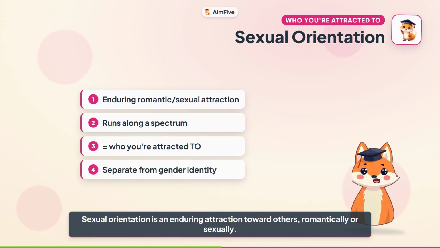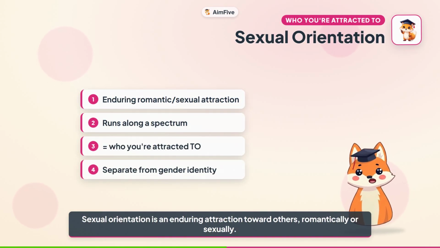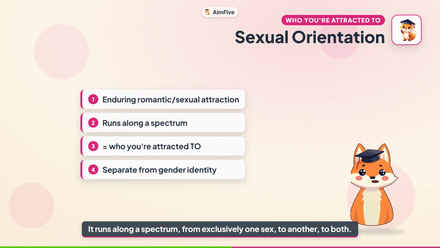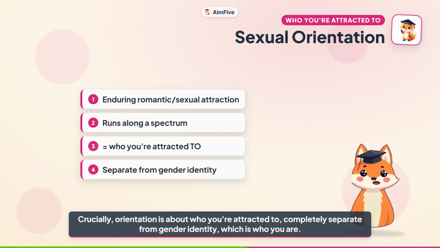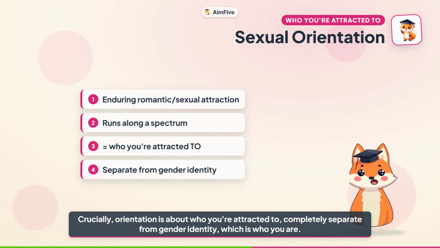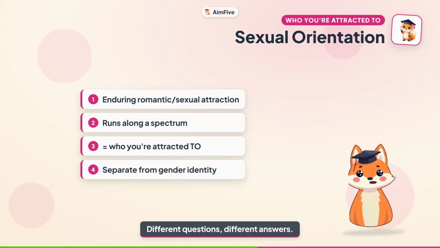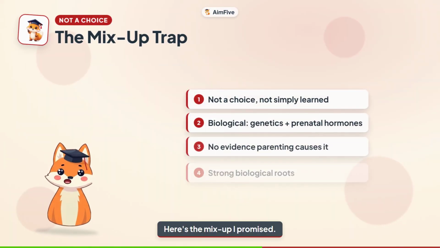Sexual orientation is an enduring attraction toward others, romantically or sexually. It runs along a spectrum, from exclusively one sex to another to both. Crucially, orientation is about who you're attracted to, completely separate from gender identity, which is who you are. Different questions, different answers. Here's the mix-up I promised.